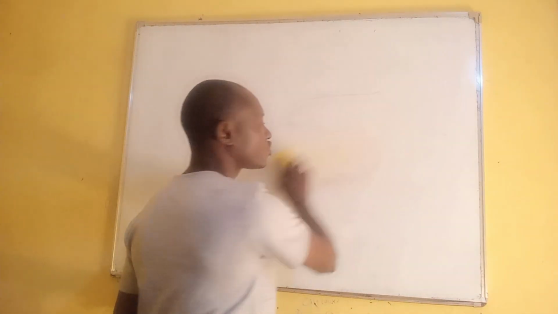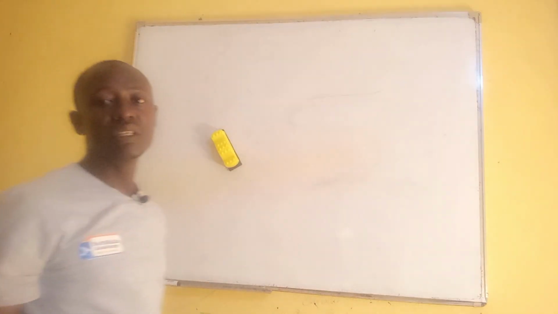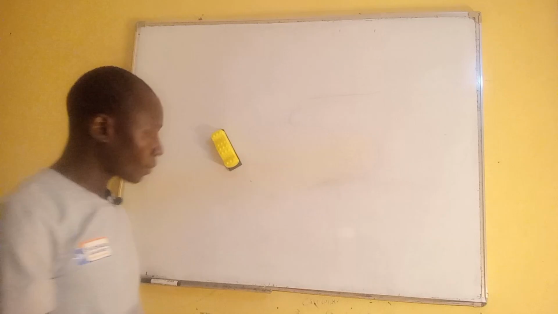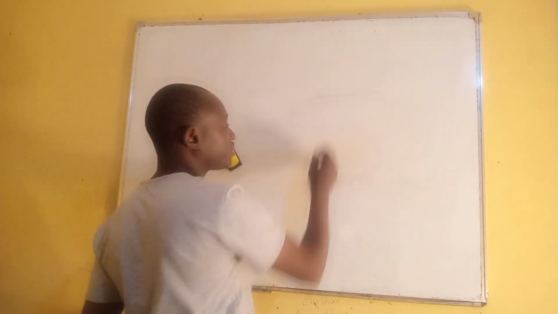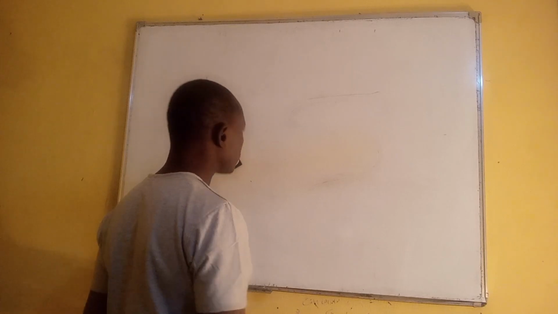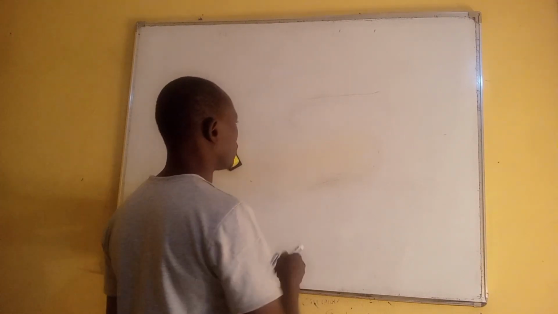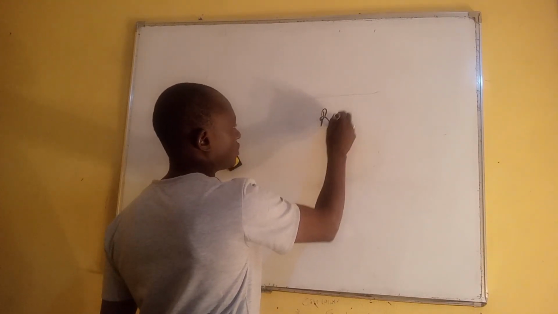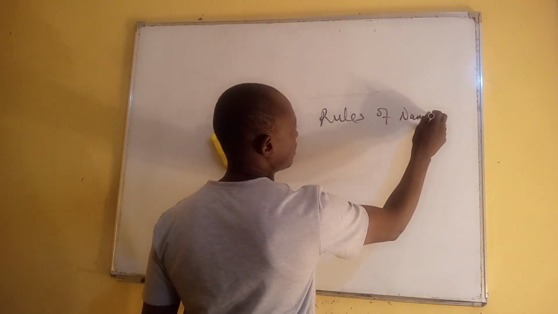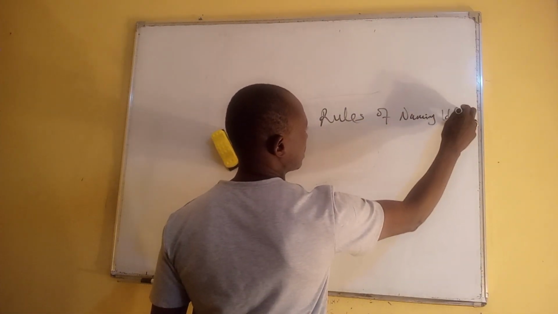Looking at the rules governing the naming of our identifiers. Now we are talking about the rules of naming identifiers. Sorry, this marker is not working.